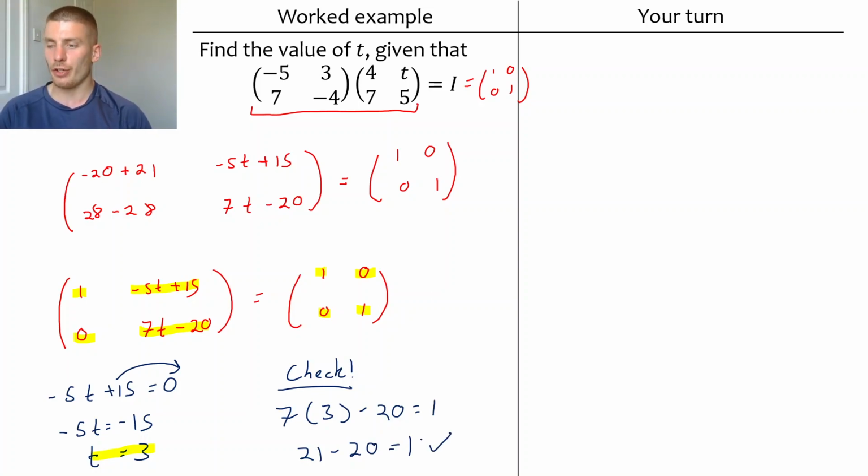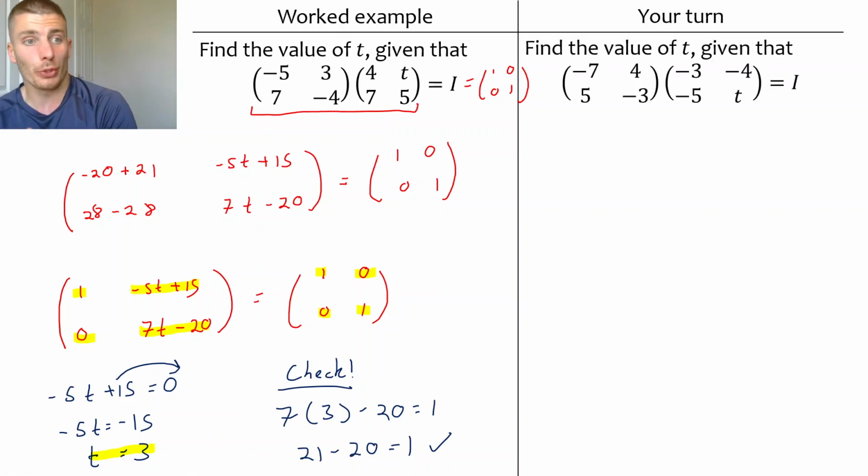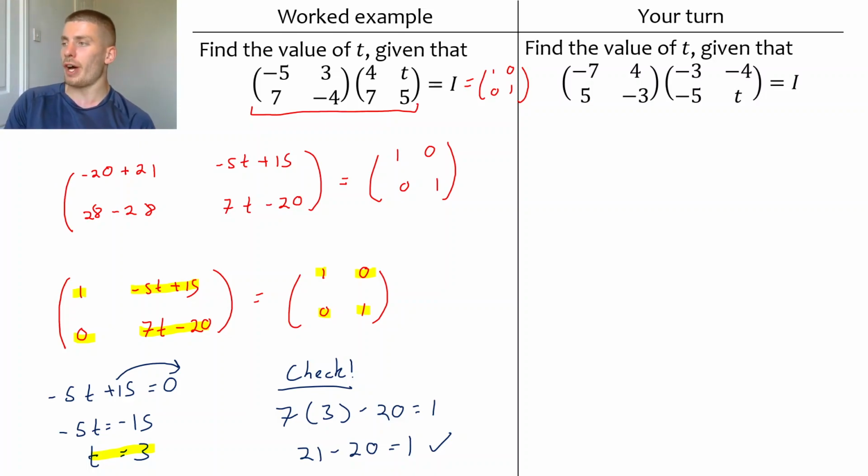Okay, so that is it. You found the value of t. t is equal to 3. Now what you can do is pause the video and try the question on the right, the your turn, very similar style question. You've got a few more negatives in there, but it's the same thing again. I'm not going to go through it, I'm going to put the answer on the screen in a second, but pause it first and give that a go.